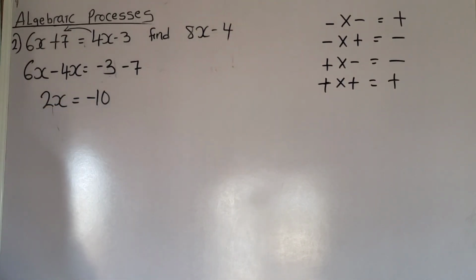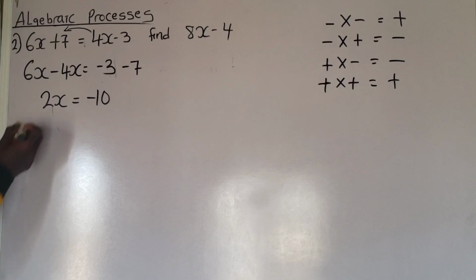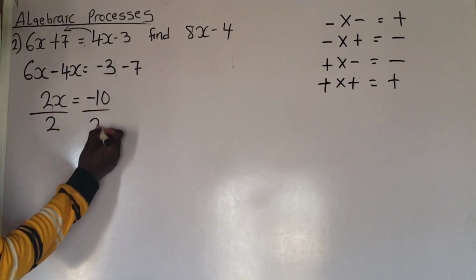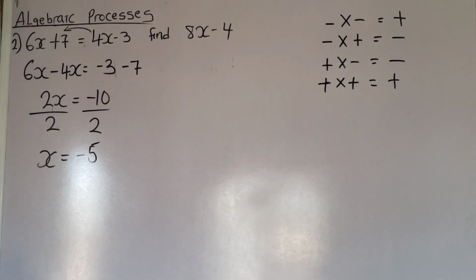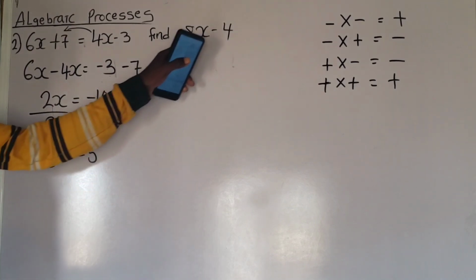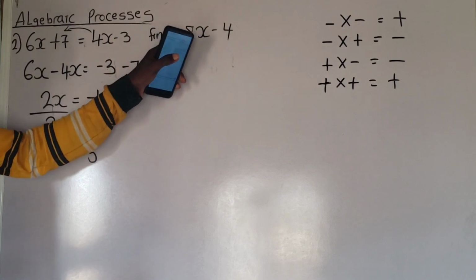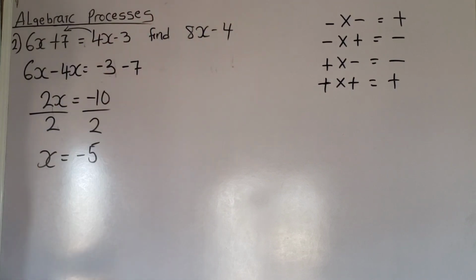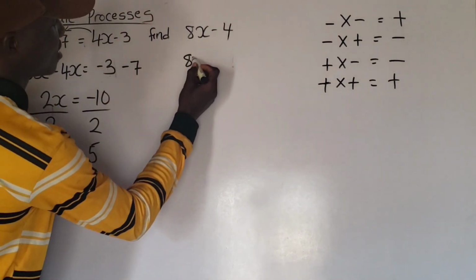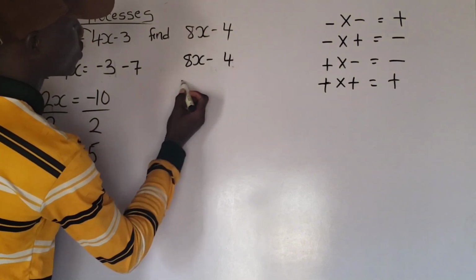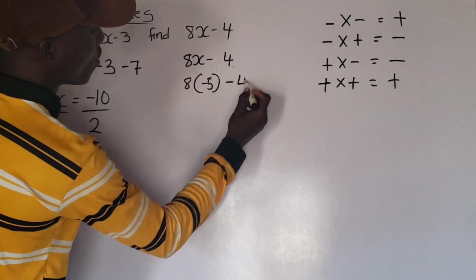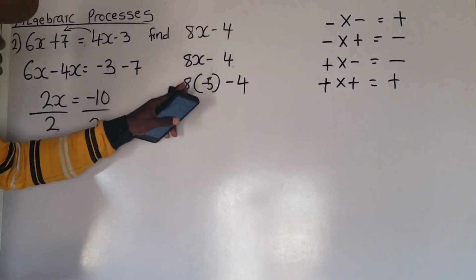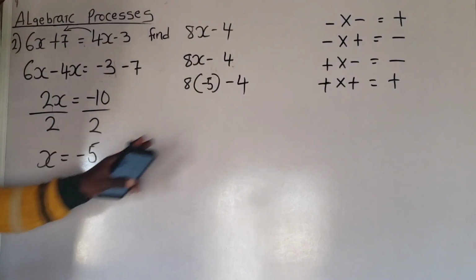Now to get the value of x, we have to divide both sides by what? 2. So I'm going to have all over 2, all over 2. That means x will be equal to negative 5. Now, having known the value of x as negative 5, I can easily substitute negative 5 into this expression to get the value of 8x minus 4. 8x minus 4 will now be equal to 8 into bracket negative 5 minus 4. 8 into bracket x. x is what? Negative 5, minus 4.